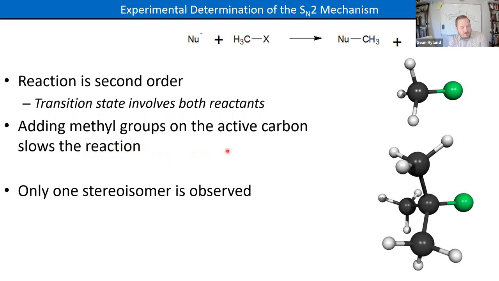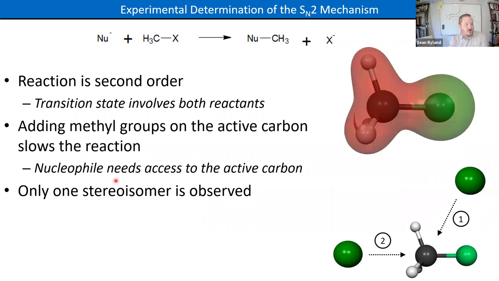So that tells us that our nucleophile needs to be able to get to the active carbon. That's part of the mechanism. So now we have one last bit of information, and it tells us only one stereoisomer is observed. If we start with a specific stereoisomer and go through this reaction, we only get one stereoisomer out the other side.